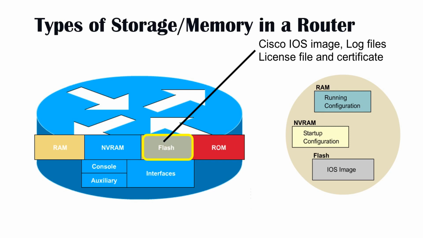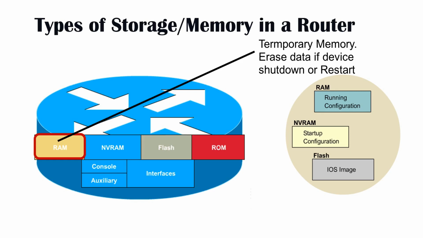The flash memory is an electronically erasable and reprogrammable memory chip. The flash memory contains the full operating system image. This allows you to upgrade the operating system without removing chips. Flash memory retains the data when the router is powered down or restarted.